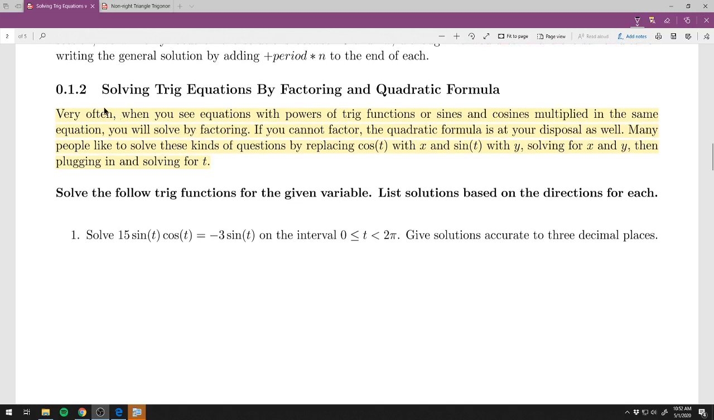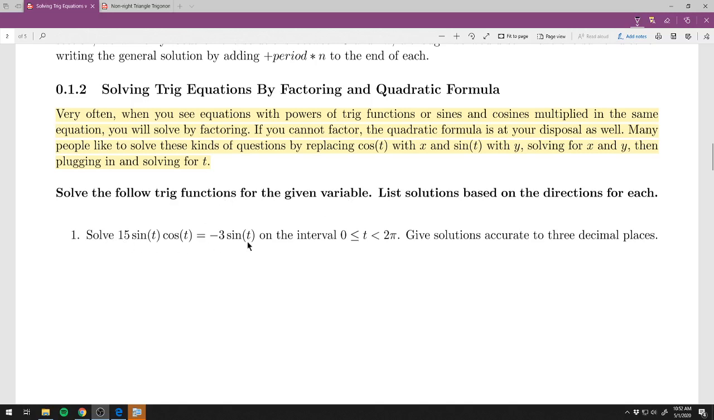Right. So very often when you see equations with powers of trig functions or sines and cosines multiplied in the same equation, you will solve by factoring. And if you cannot factor, the quadratic formula is something you can use as well. Many people like to solve these questions by replacing cosine of t, or cosine of whatever your variable is, with an x and sine of t with a y, because thinking way back to the unit circle, that's really what they represent. It also helps to realize, if you do this, why we have to solve them the way that we do. But the important thing is that you end up solving the equations for your variable t.